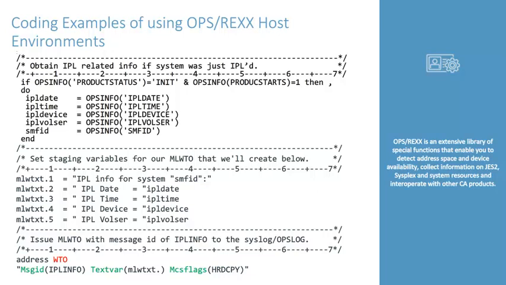As you will see, to generate an MLWTO, you will assign stem variables to each of the MLWTOs and then use the variable stem in the TEXTVAR keyword, just as this code is using the MLW.TXT variables. Note the MCSFLAGS WTO keyword, one of the many keywords for WTO to do specific actions. In this case, this banner message is being instructed to only be sent to the system log.